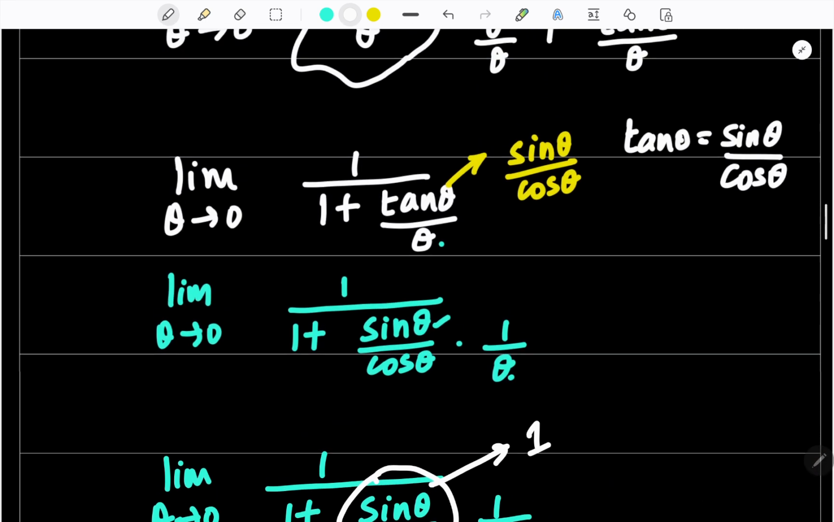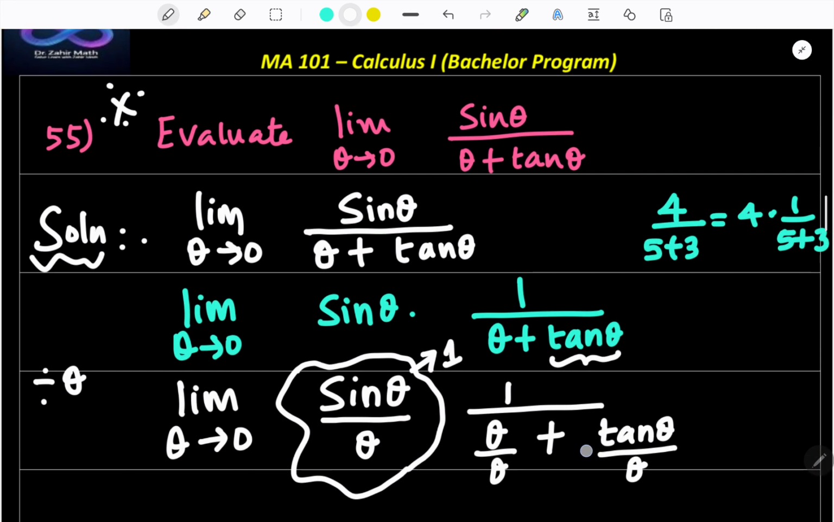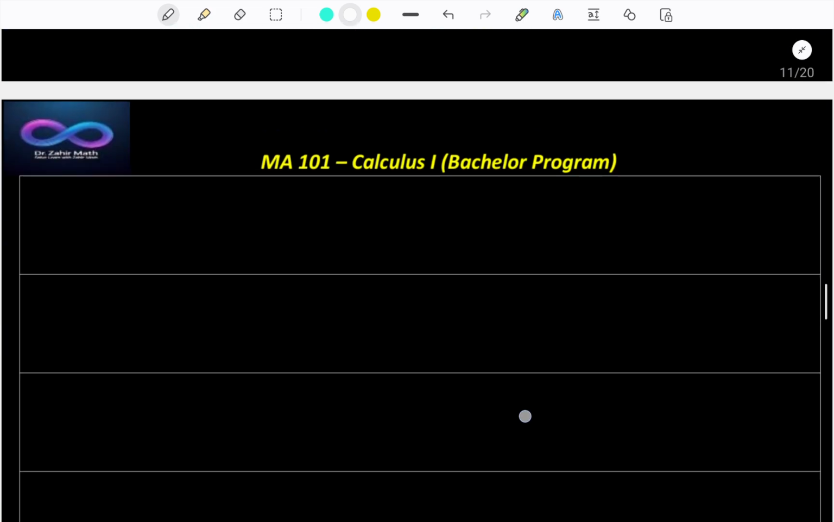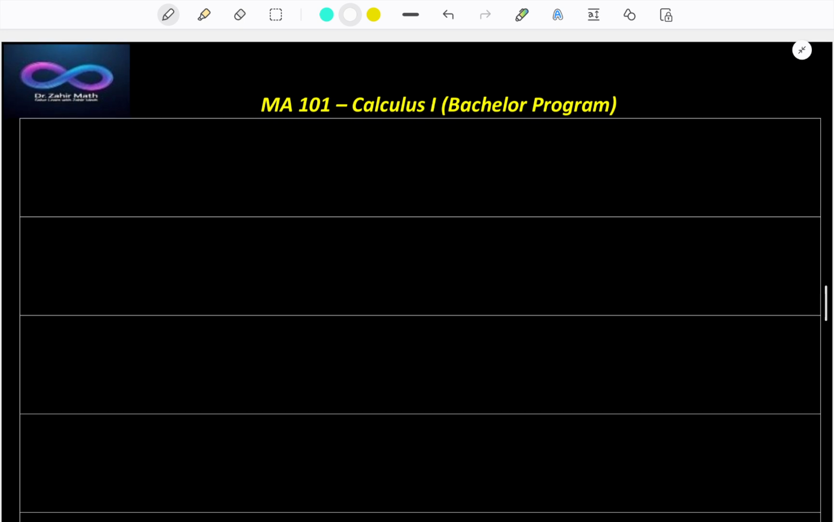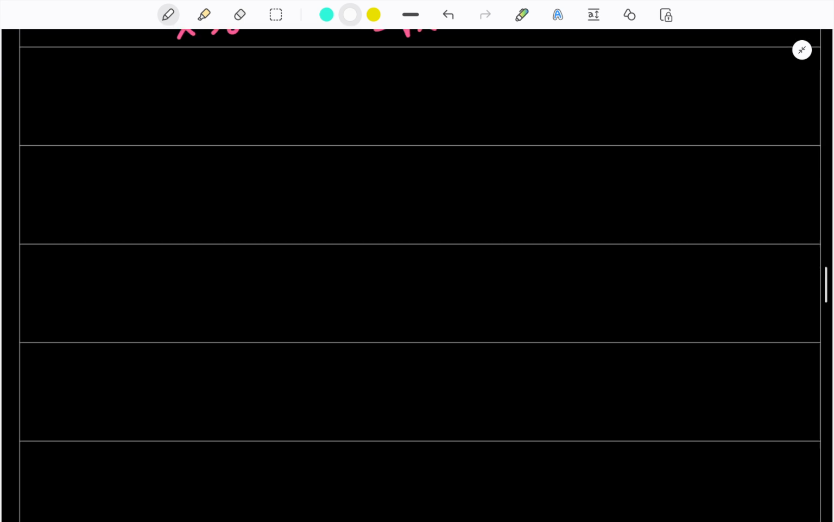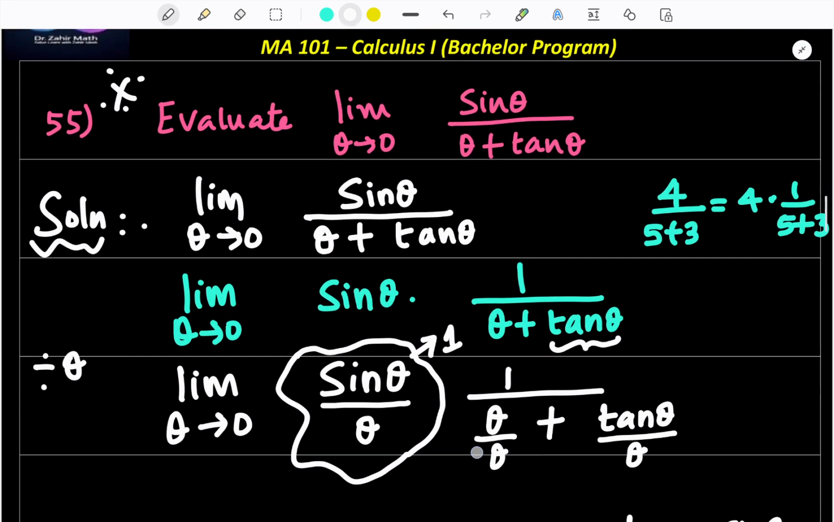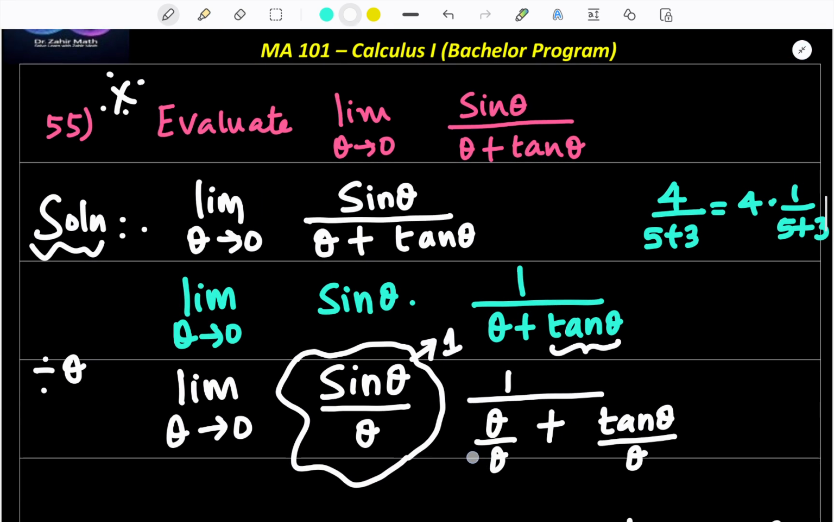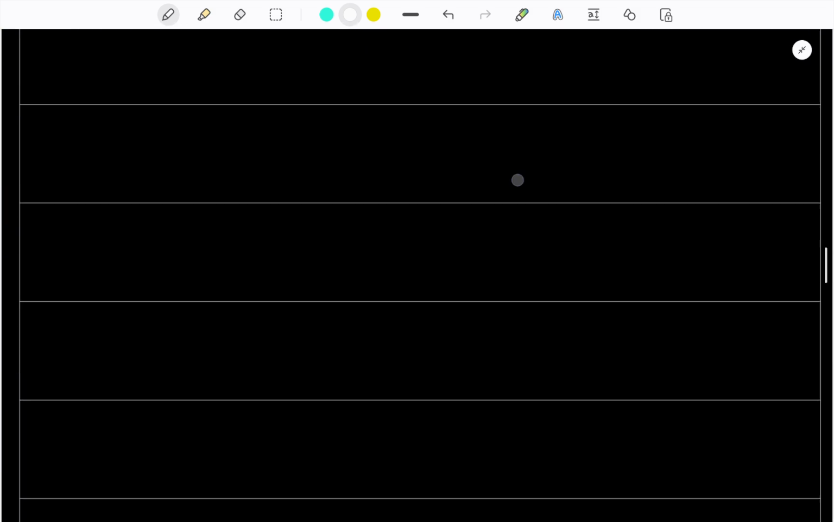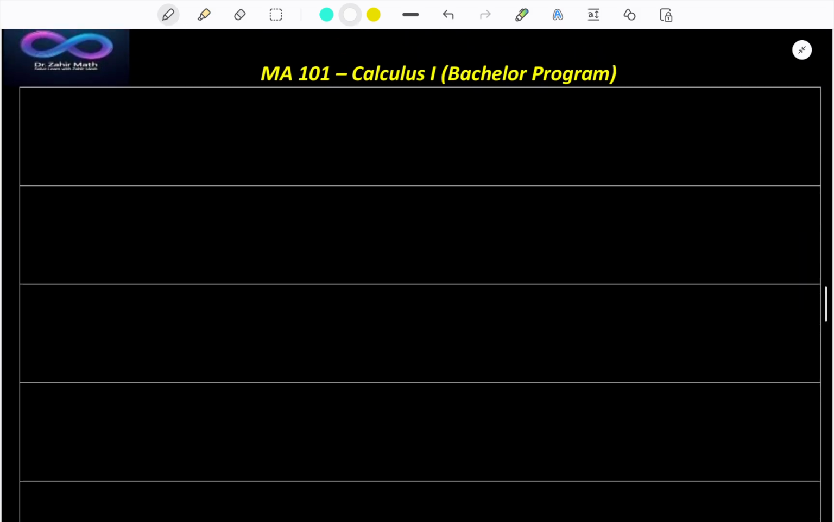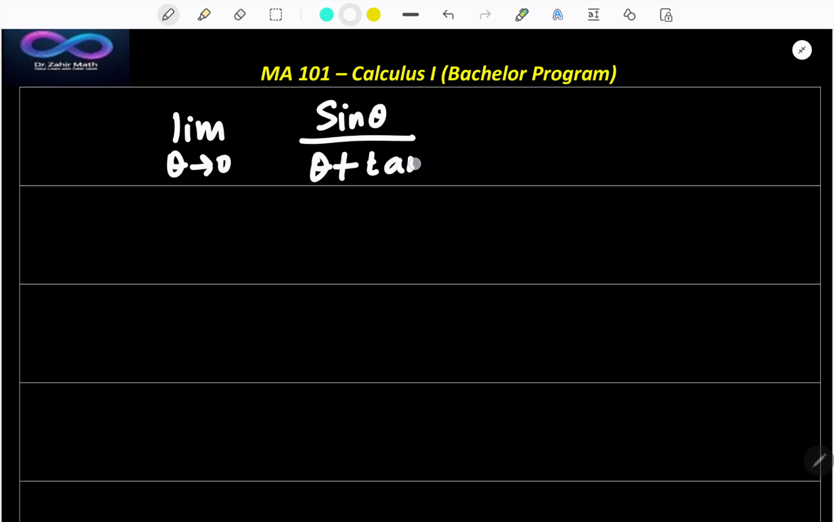So this is correct. But still, I will explain this question again so that you will find it easy. Let me read again. So the question is, what is the question? Sin theta divided by theta plus tan theta. I'll do it again in a simple way so that you'll find it easy. I don't want to lose the video. Right. Limit theta tends to 0, sin theta divided by theta plus tan theta.